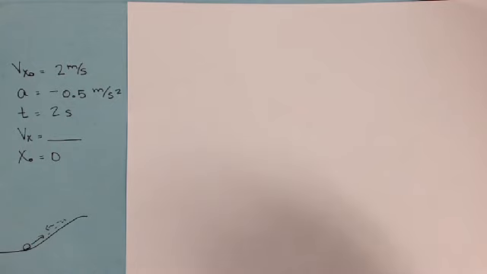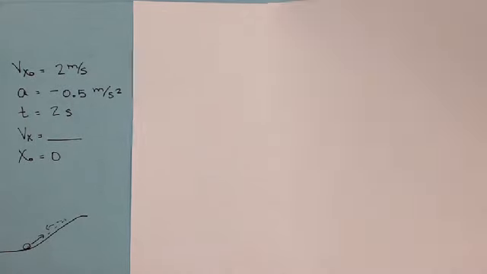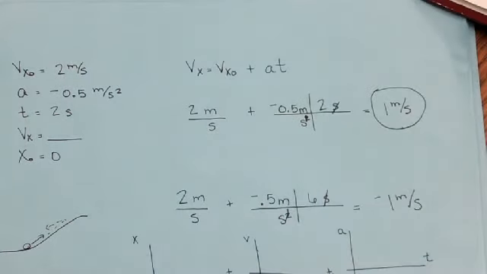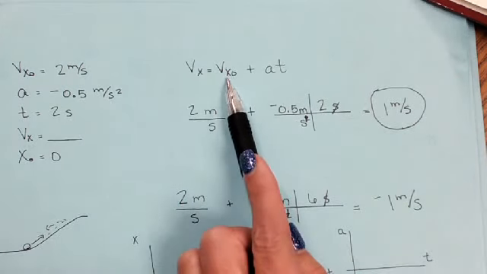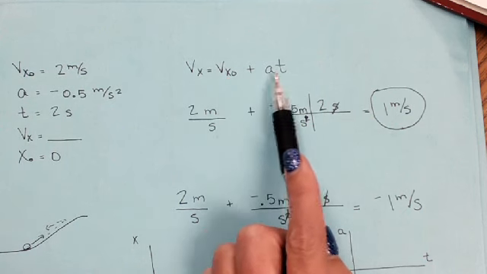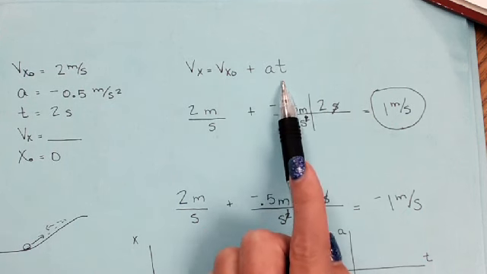Okay, so if you can complete the problem just knowing these variables, pause your video and see if you can figure it out. Remember, you're using equations 1, 2, and 3 on your equation sheet. Okay, so in doing this, here are the equations that I chose. To figure out Vx, I knew Vx naught, I knew A, and I knew T. So this was a good equation to use.